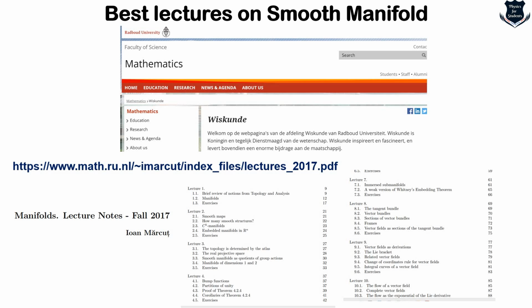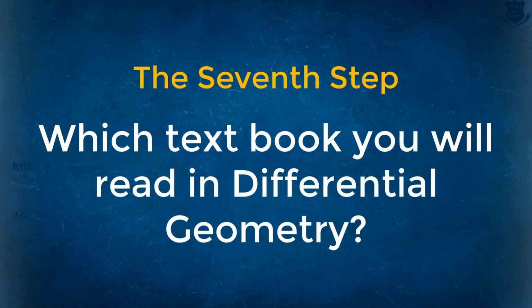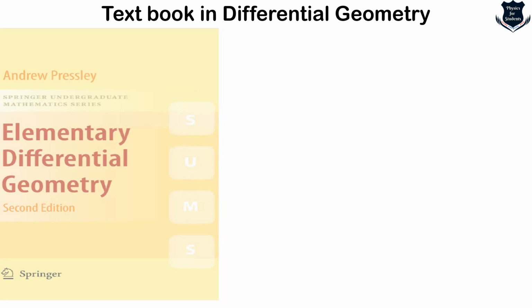Now, having gone through the fourth, fifth, sixth, and so many steps, we come to the final step, and we need to pick up the right book of differential geometry. I mean to say, which textbook will contain everything starting from manifolds to curves and surfaces, differential forms, everything. Let us look into the next part of the video, which textbooks you will read in differential geometry. I will cite not one, but a few more books.